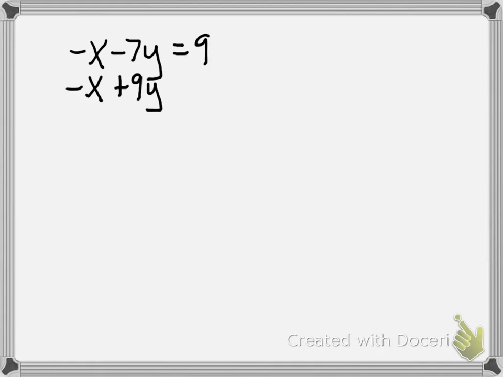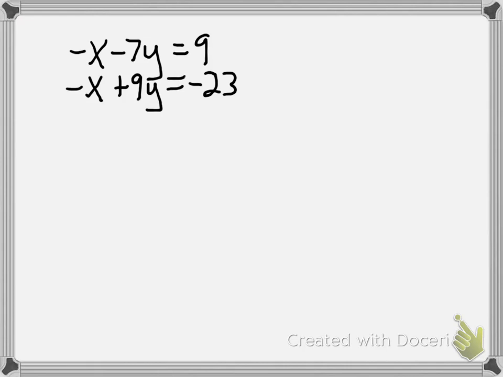Alright, so now we're going to try negative x minus 7y is equal to 9. And we're going to try negative x plus 9y is equal to negative 23. Cannot write well today. Okay, there's a negative 23. There we go.